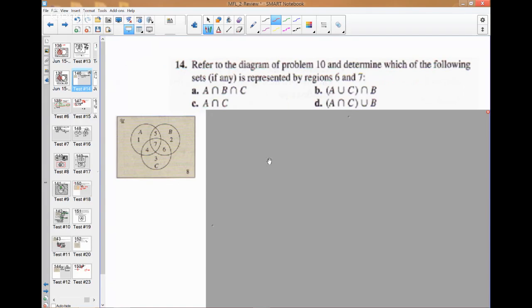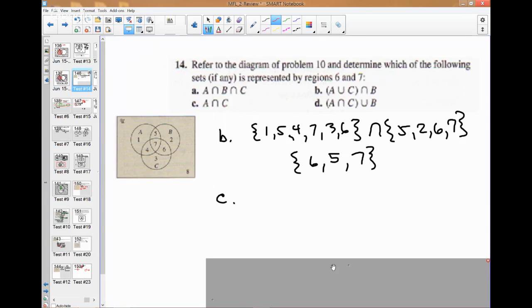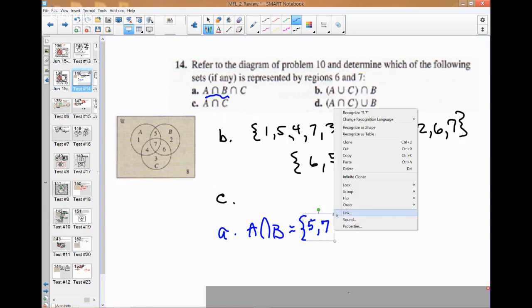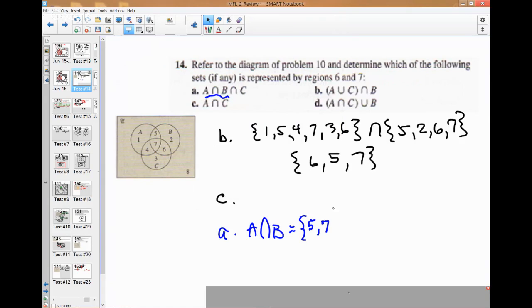So if you're doing part A, well, here I did part B, but here I'll go down lower and we'll do part A. Okay, so if I'm doing part A, what is, first of all, A intersect B? I'm only doing this part first. Okay, A intersect B, what is it? In the picture, where do A and B overlap? 5 and 7. Correct. The regions 5 and 7.